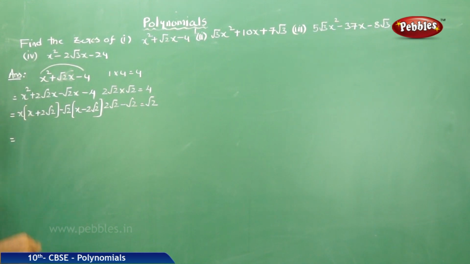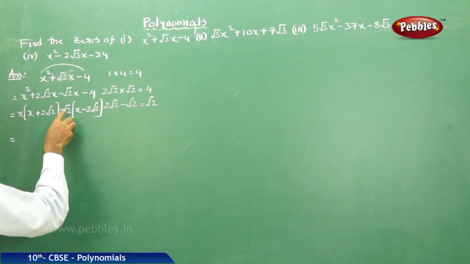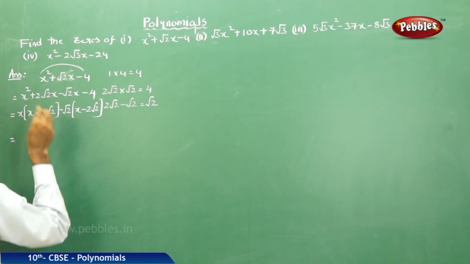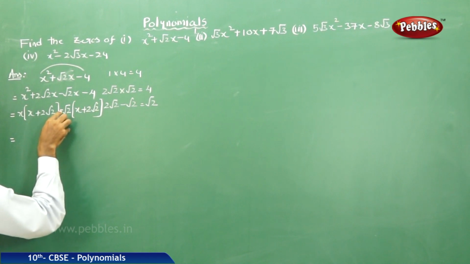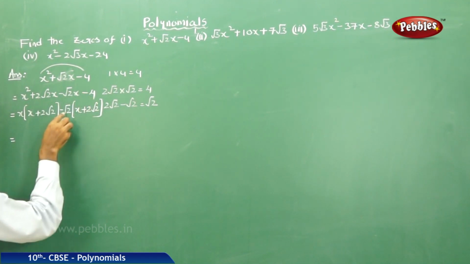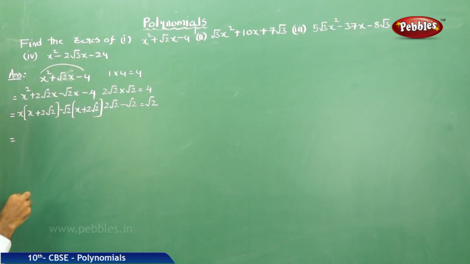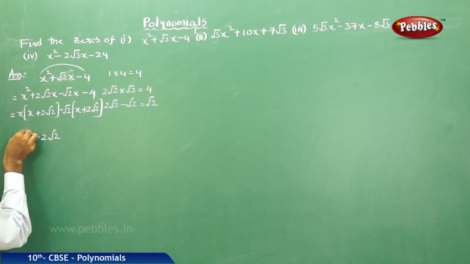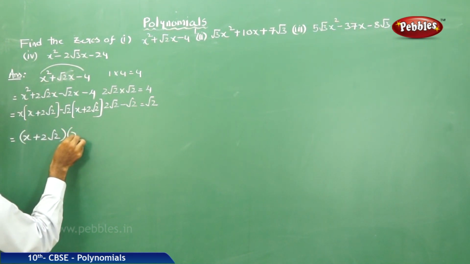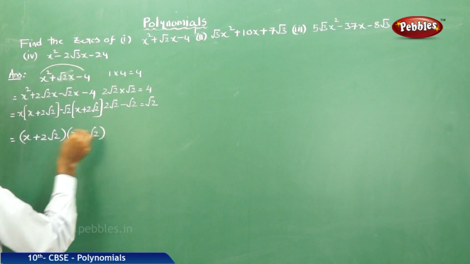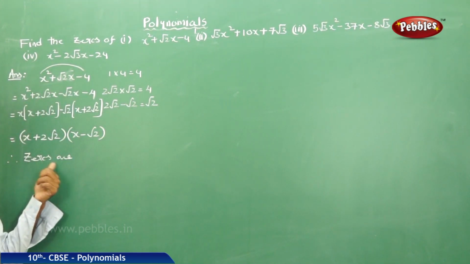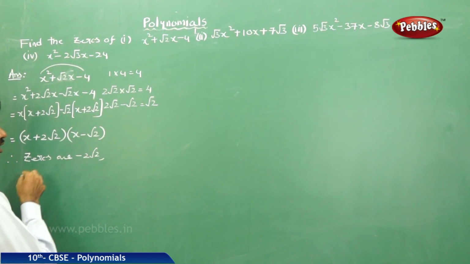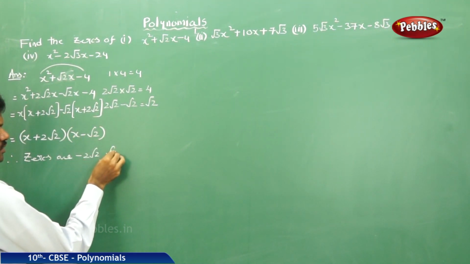That is equal to, now let us check: root 2 into x, root 2 into x, root 2x, that is minus into minus plus. Now change this as a plus, minus into plus is minus, root 2 into root 2, 2, 2 twos are 4. Now the common factor is x plus 2 root 2 and the other factor is x minus root 2. Therefore zeros are 0 of x plus 2 root 2, that is minus 2 root 2, comma, 0 of x minus root 2 is root 2.